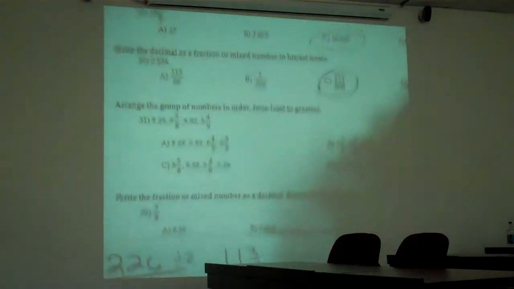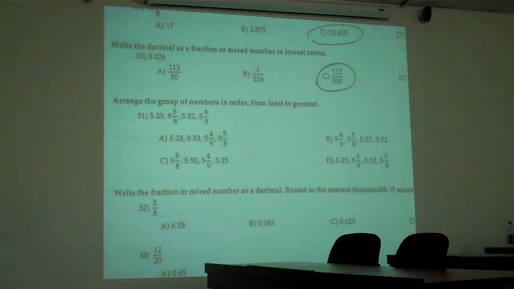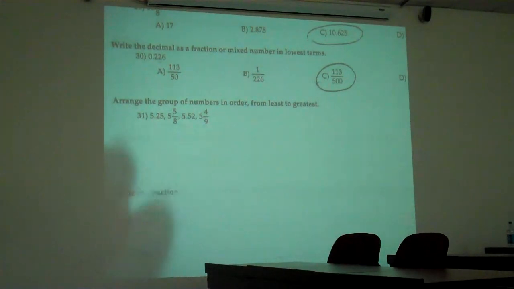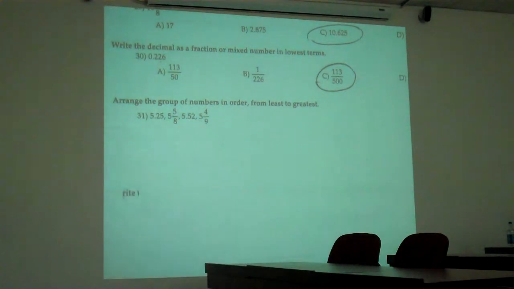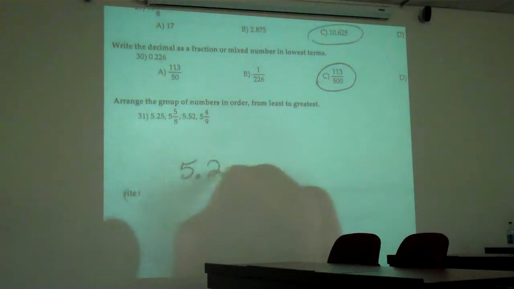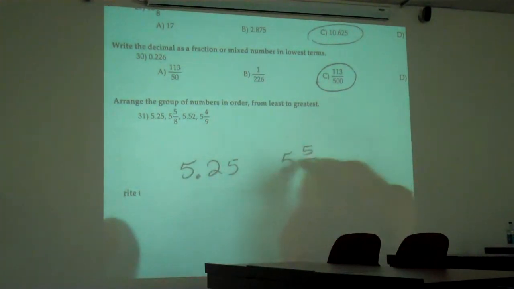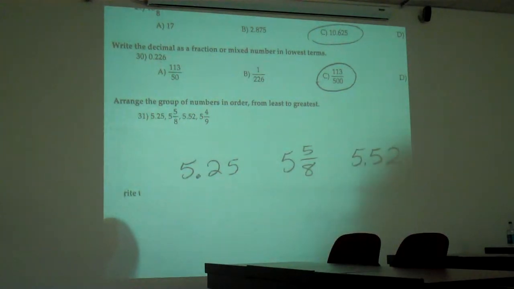Okay, arrange a group of numbers from least to greatest. How are we going to do that? Very carefully. Okay, let's see. They all start with 5. So if we turn the fraction part into decimal, we could order them if they're in decimals, right? We've got 5.25, 5 5/8, 5.52, and 5 4/9. So we need to turn those two into decimals.